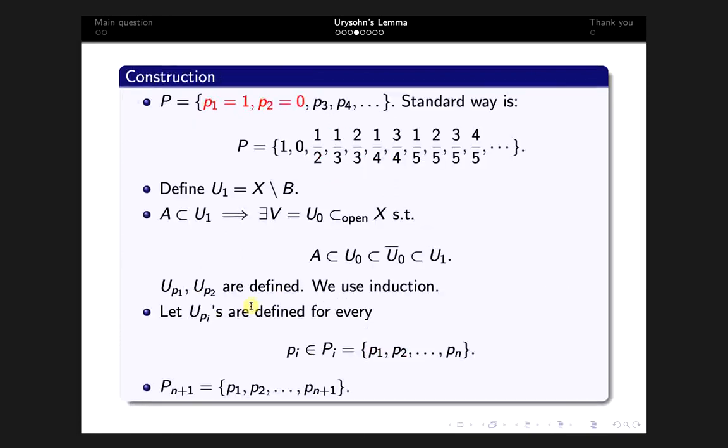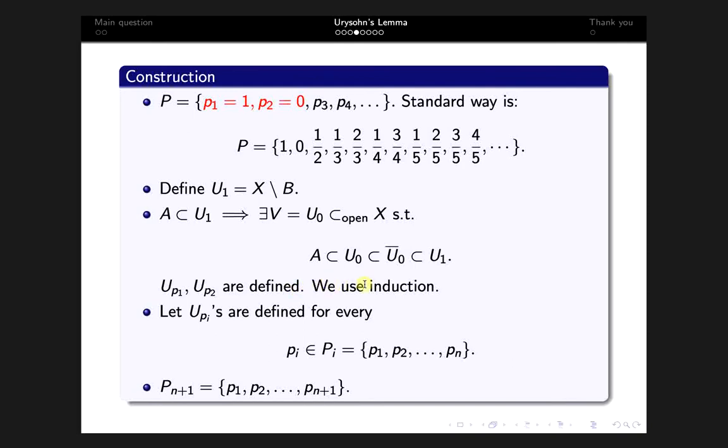So what we have is A is a subset of U0, U0 is a subset of its closure, and the closure of U0 is a subset of U1. So applying the characterization theorem, Theorem 1, we have U0. Now U0 and U1, that is U_{p1} and U_{p2}, are defined.